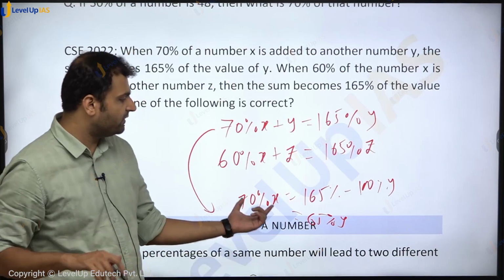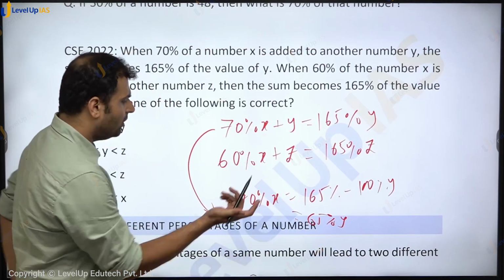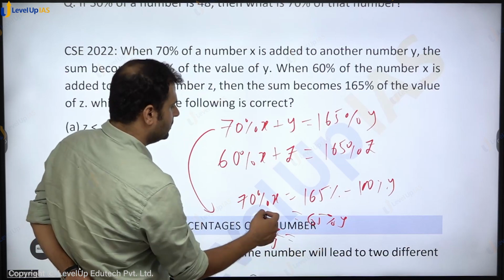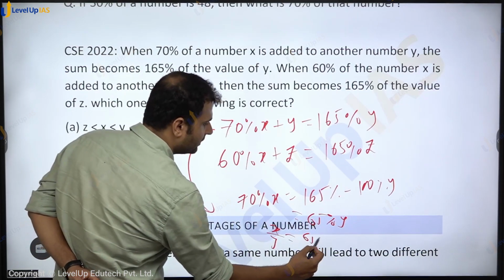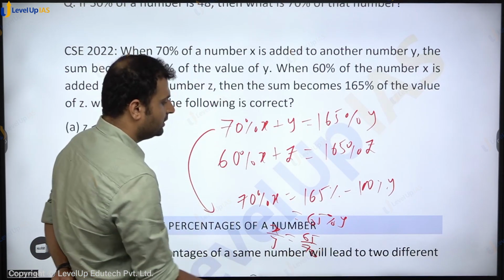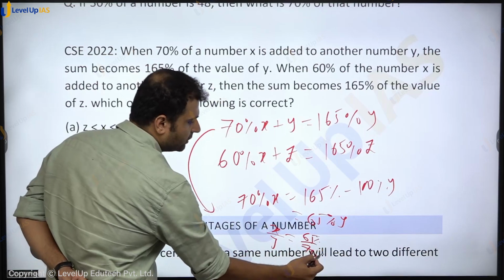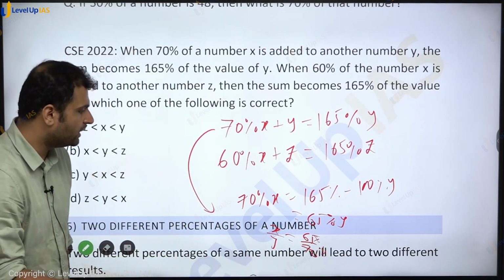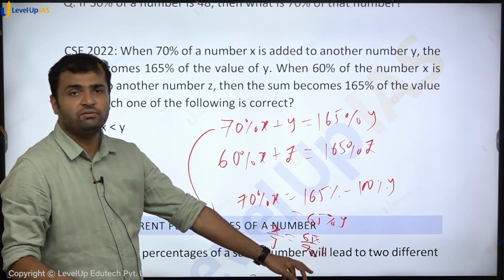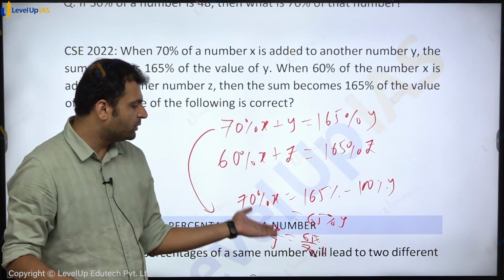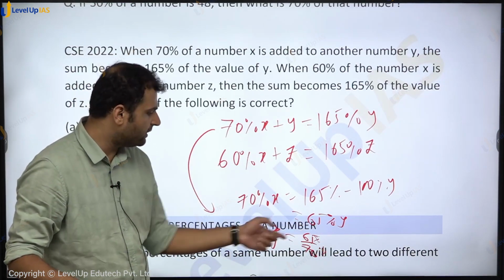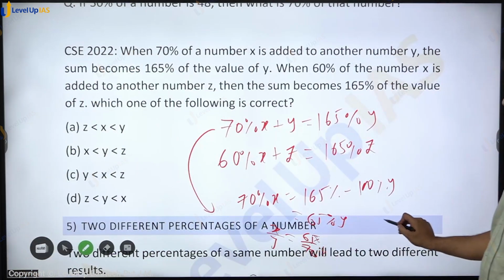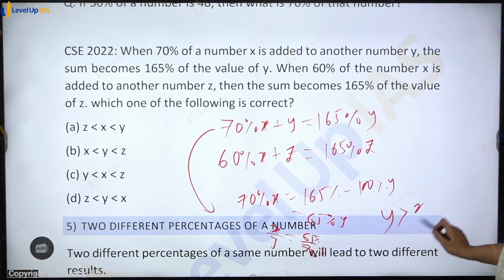So 70% of x is 65% of y, or I can write it as x by y is equal to 65 by 70. Percent can get cancelled because percentage is nothing but 1 by 100. So x by y is 65 by 70. So obviously y is bigger. x is 65 and y is 70. So y is bigger. From here we have y greater than x.